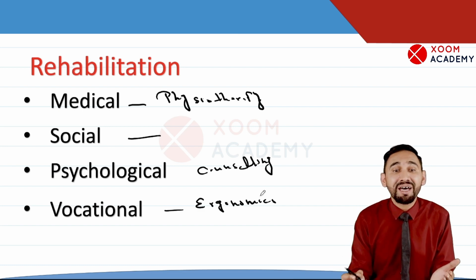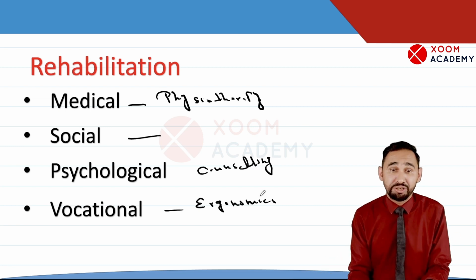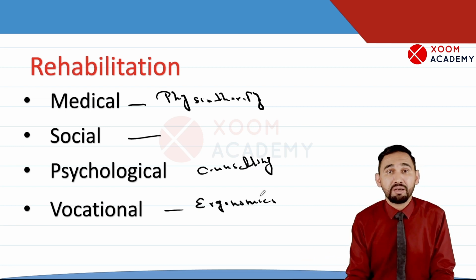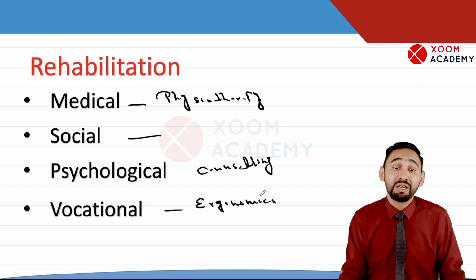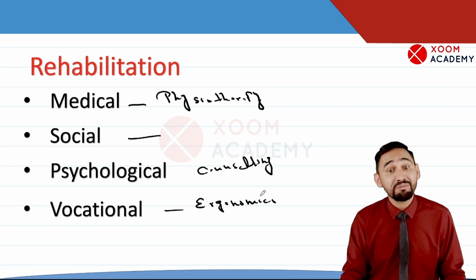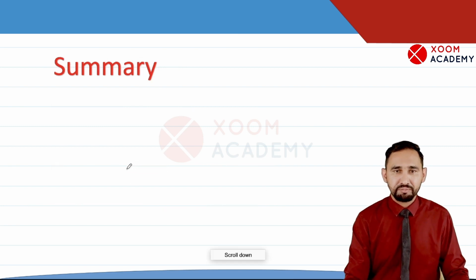So all these measures are essential. Medical, social, psychological, and vocational rehabilitation. A question may be asked, what are various types of rehabilitation? These are medical, social, psychological, and vocational rehabilitation. So till then we have discussed various levels of prevention, their modes of intervention. Now we will summarize them.